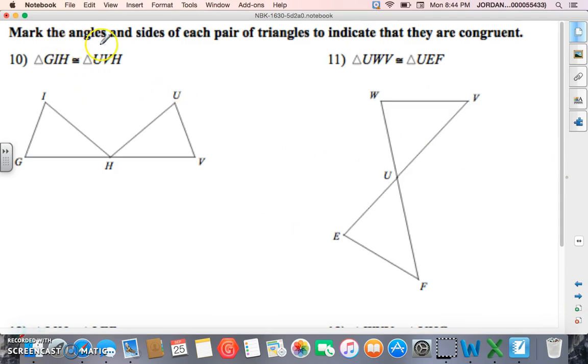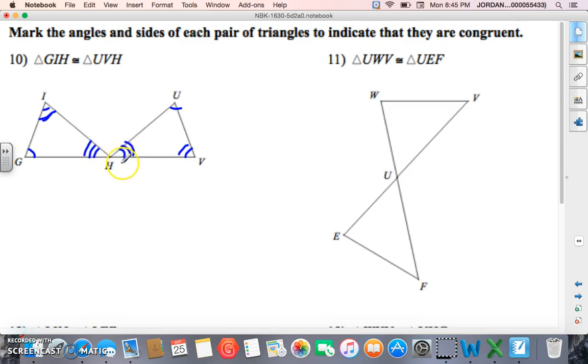All right, now on this one, you're going to mark the angles and sides of each pair of triangles to indicate that they are congruent. So I'm going to actually put the marks in now to indicate which sides and angles are congruent. All right, so G is going to be congruent to U. So I'm going to put angle G 1 mark and angle U 1 mark. I'm going to give I 2 marks, and I corresponding to V, so I'm going to give V 2 marks. H corresponds to H, so on both H's, I'm going to give them 3 marks.